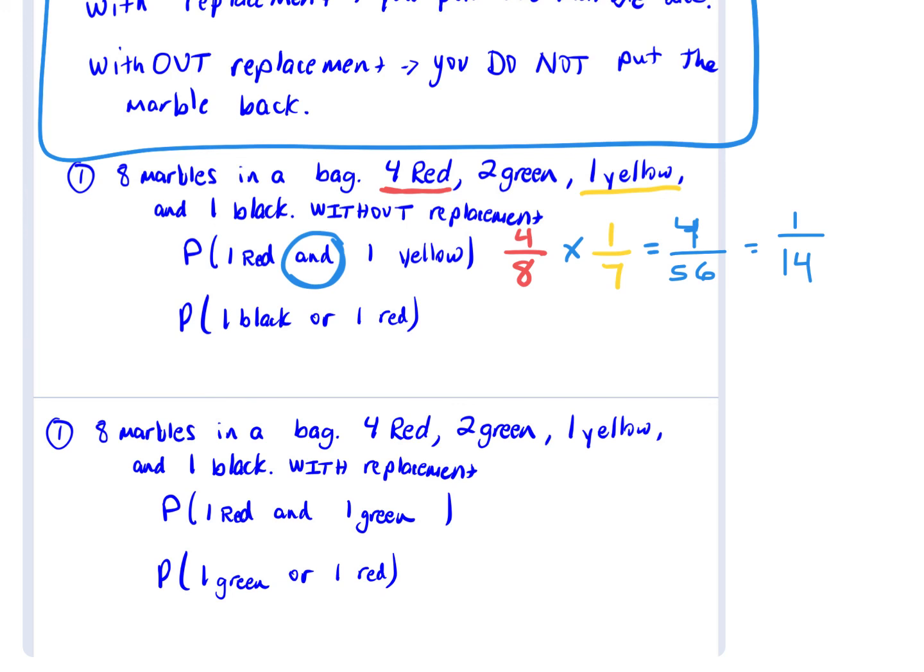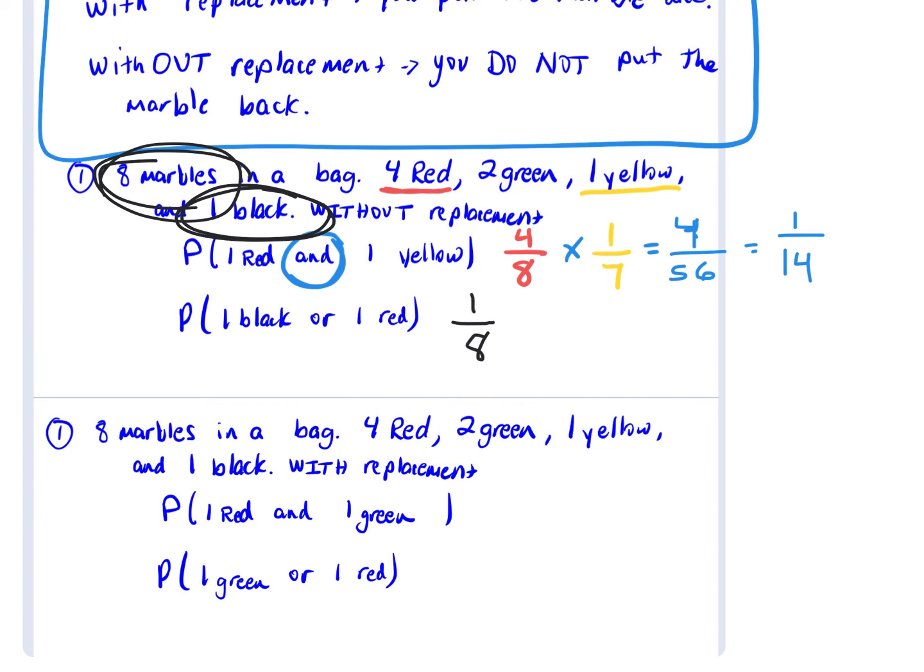All right, next we need to find the probability that it is 1 black or 1 red. So first let's find the probability that it is a black marble. So we pick a marble out of our bag. How many marbles total do we have to begin with? What's our total? What's going to be in our denominator? How many marbles do we start with? So we start with 8. What's the probability that it is black? What's our numerator going to be? 1.